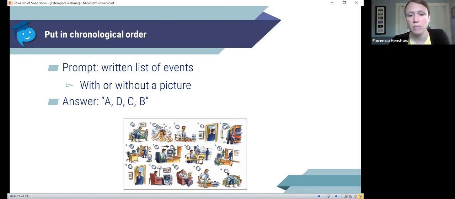So you can maybe put it with a little picture like this one to help them figure out this person's routine, right? Because sometimes events can be in different orders. You could have different possible answers. So you can give them a picture and then it's almost like they're doing matching, if you will.